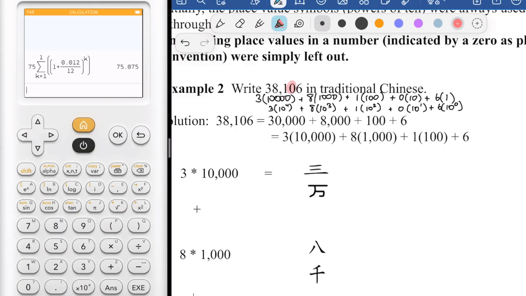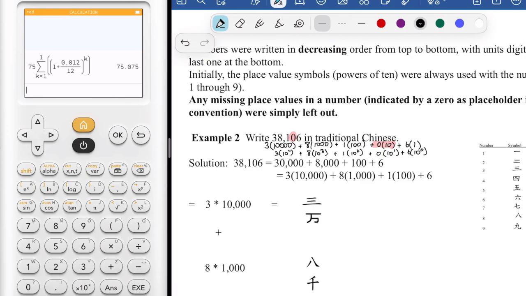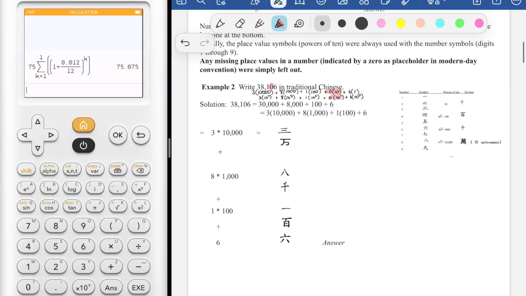Right? But in my expansion here, what we would say is, if it doesn't have a digit, like in the case of the 0 here, well, it does have a digit. It just happens to be a 0. But in this earlier convention for writing numbers using these characters, it was simply disregarded. So that's why you would see that there's nothing addressed in my solution corresponding with that 0. We go from 30,000 to 8,000 to 100, and then we skip the tens place and go right down to 6.